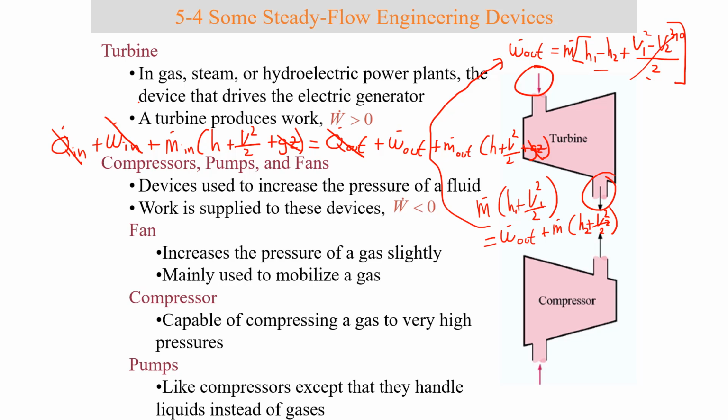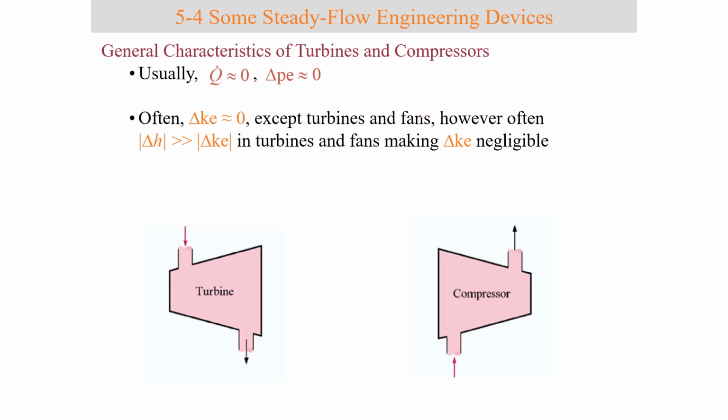And it works out to be similar for the compressor, except you have the work in term which stays, and the work out term goes to 0. So it all depends on what terms remain in the first law analysis. And again, as I mentioned before, for most turbines and compressors, there's no heat flow, and the change of potential energy of the fluid entering and leaving is 0. And often too, the change in kinetic energy is at or close to 0, except for turbines and fans.